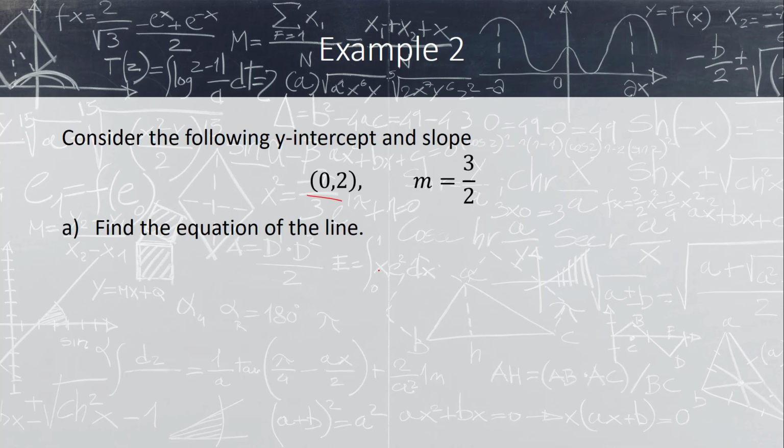That's part A. Well, remember, slope-intercept form is y equals mx plus b. This is m. That right there is b. So here we're going to have y equals 3/2 x plus 2. And we are done with this particular part of the problem.